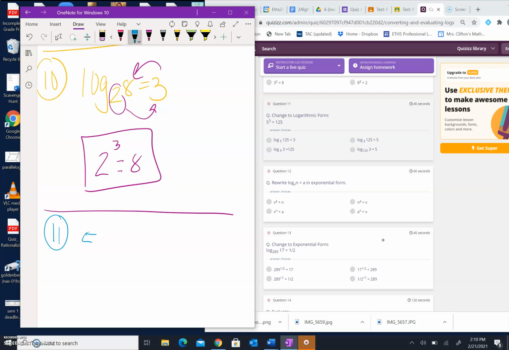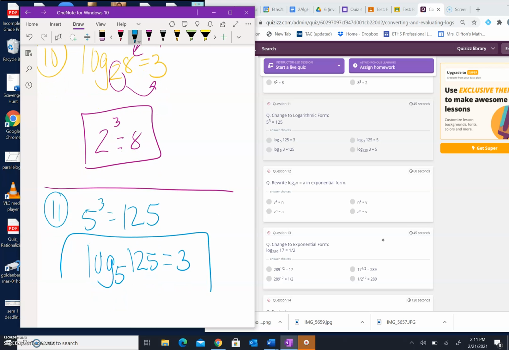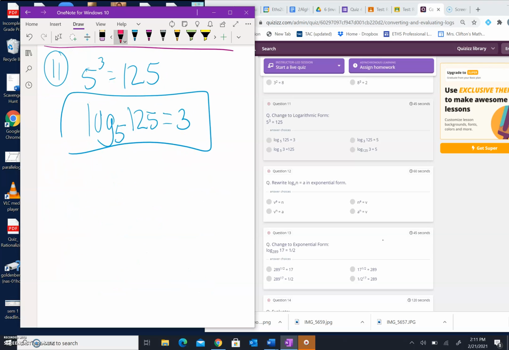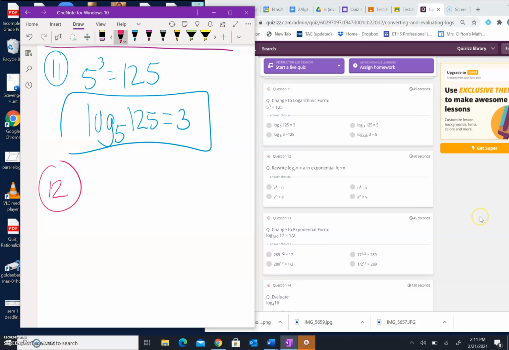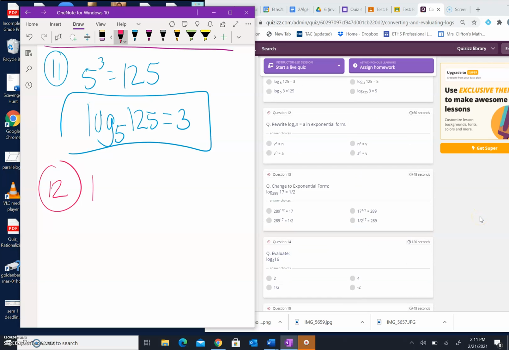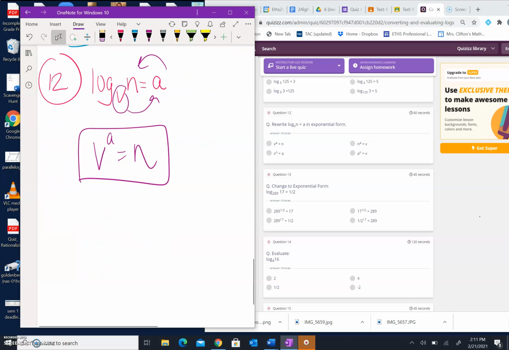Number 11, 5 cubed is 125. Remember, the base, the number being raised, is going to be our base here. The resulting answer, and then the power is on the other side. And you can always do your circle method to double check, right? That's always a good double check in my book. Number 12, rewrite this in exponential form. We are going to do so many of these to feel comfortable going back and forth, right? Practice helps us feel better. V to the A power equals N is what we could say as another way to write it, right? They're equivalent methods of expressing the same idea.